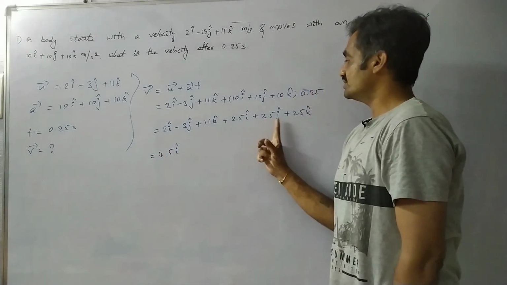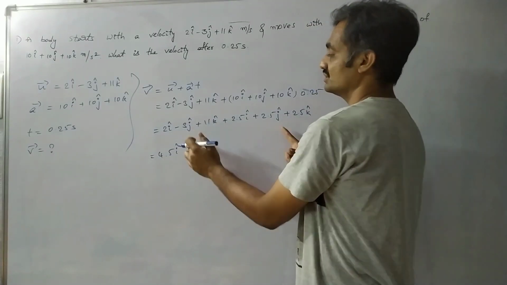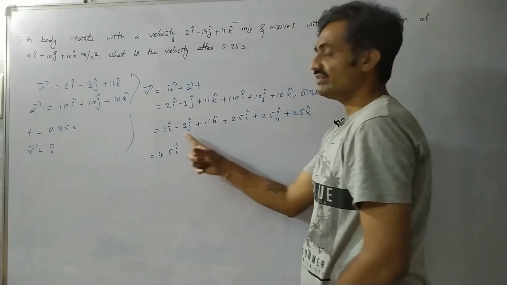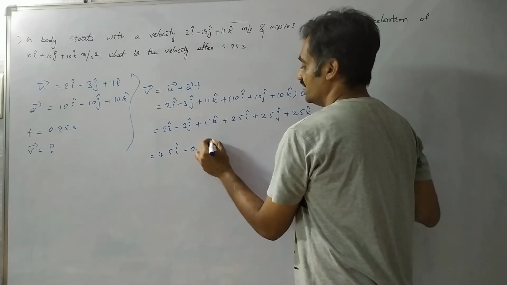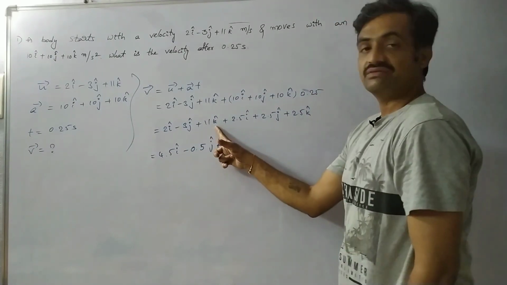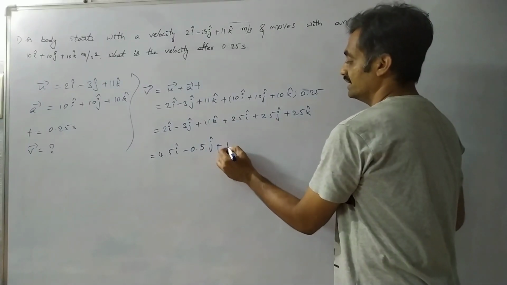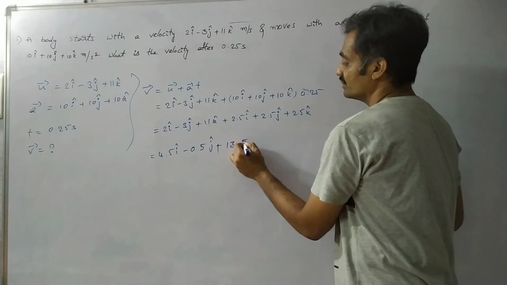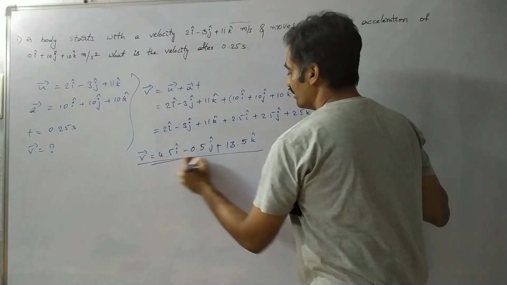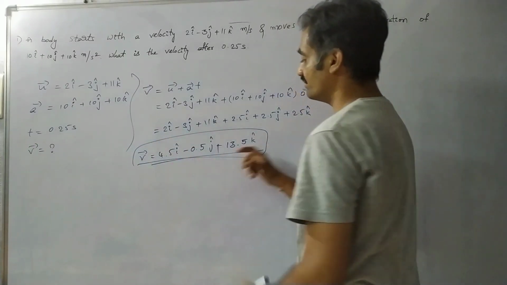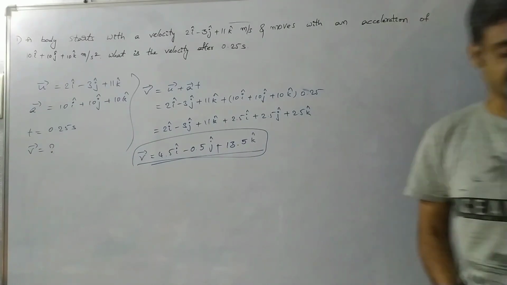Here observe that 2.5 j cap is there, and here we have minus 3 j cap. So the unit vector is the same, so we can subtract this. 2.5 minus 3 is nothing but minus 0.5 j cap. Plus, observe that here we have 11 k cap and here we have 2.5. 11 plus 2.5 is nothing but 13.5 k cap. So the velocity after this time is 4.5 i cap minus 0.5 j cap plus 13.5 k cap.